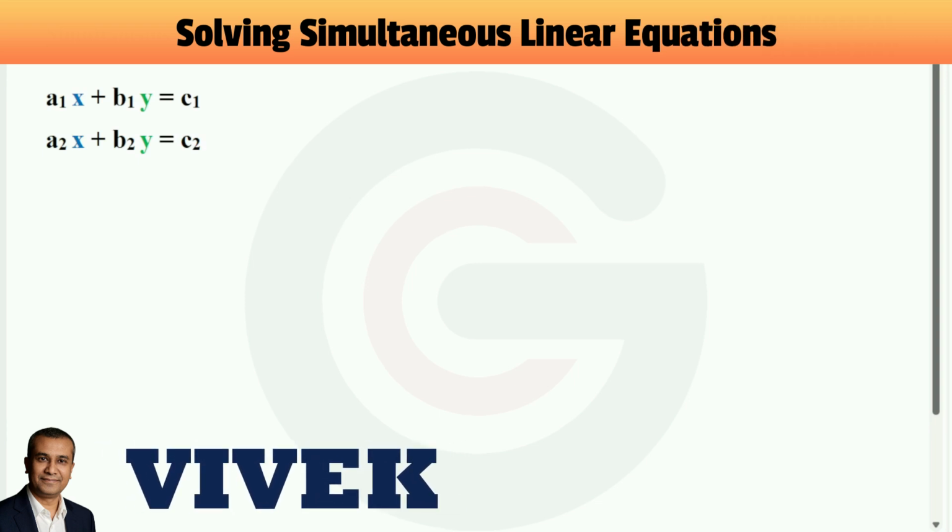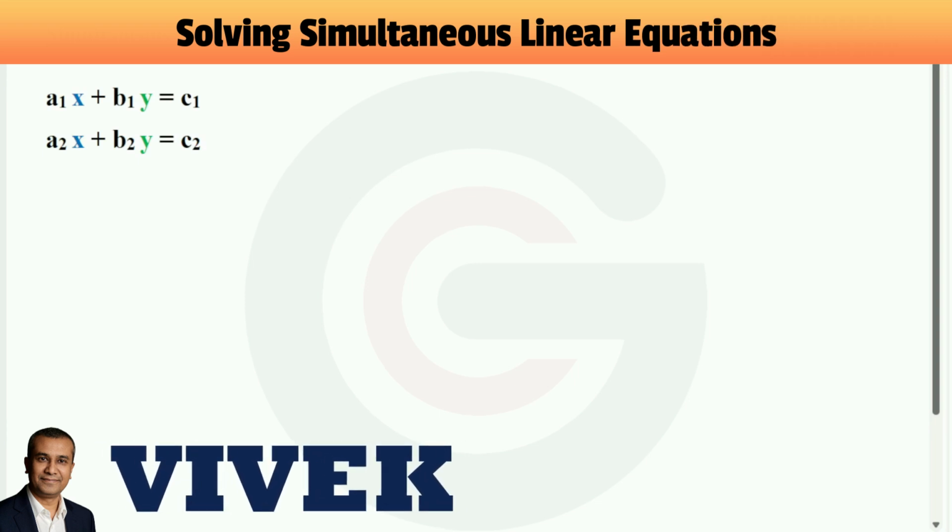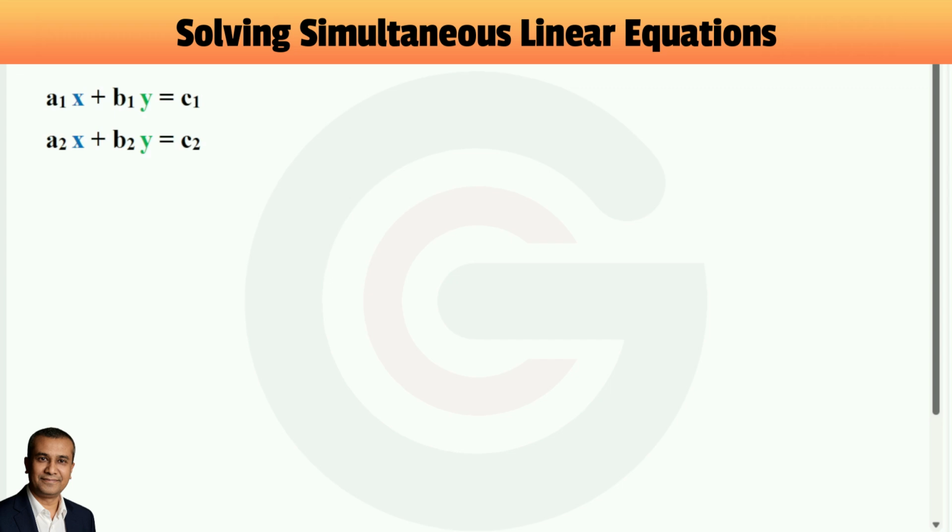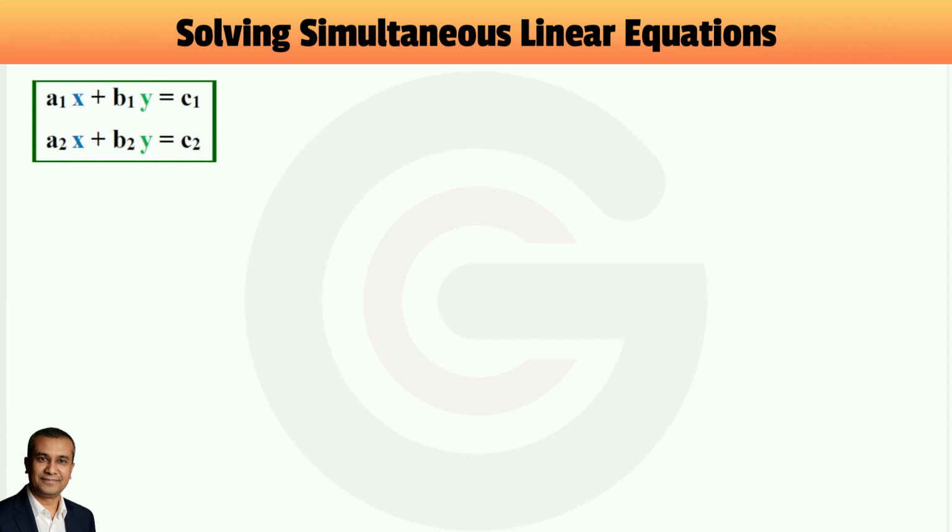In this video, we will learn a simple trick used for solving simultaneous equations. This simple trick is very useful in competitive examinations, which can save our time. Here we have two linear equations with two variables x and y. a1 and a2 are coefficients of x, b1 and b2 are coefficients of y, and c1 and c2 are the constants. We come across these linear equations with two variables while solving word problems.